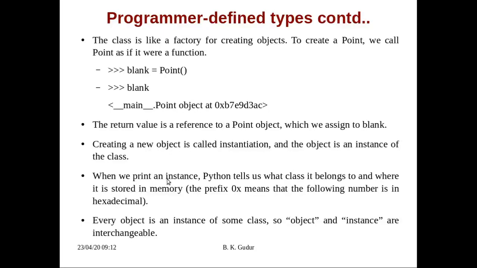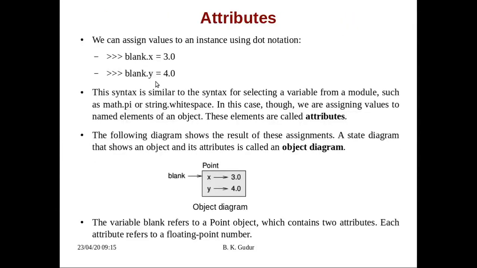Creating a new object is called instantiation, and the object is an instance of the class. When we print an instance, Python tells us what class it belongs to and where it is stored in memory. Here it has told us it belongs to the Point class, which is the name of the class, and it's stored at this memory address, right? Every object is an instance of some class, so object and instance are interchangeable. Sometimes we call an object an instance, or an instance an object. Both can be interchangeable because both refer to the same thing.